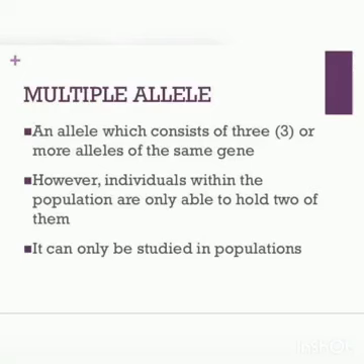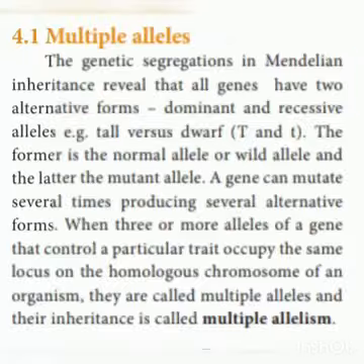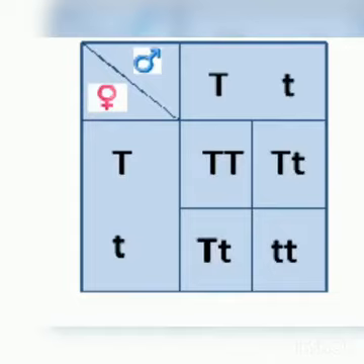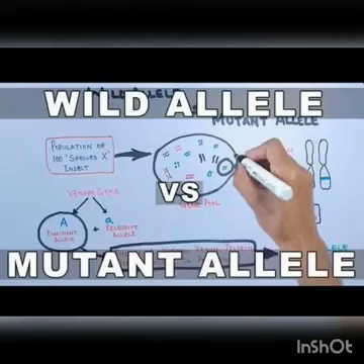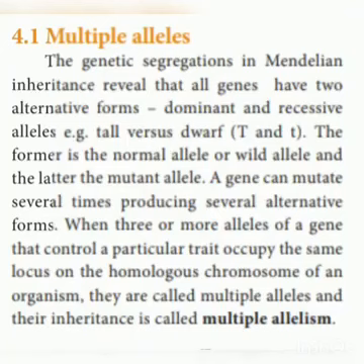The law of segregation in Mendelian inheritance reveals that all genes have two alternative forms. One is the dominant, another one is the recessive allele. For example, you can take the tall plant and the dwarf plant, capital T and small t. The tall plant is the normal allele or wild allele, and the dwarf small t is the mutant allele. A gene can mutate several times, producing several alternative forms.